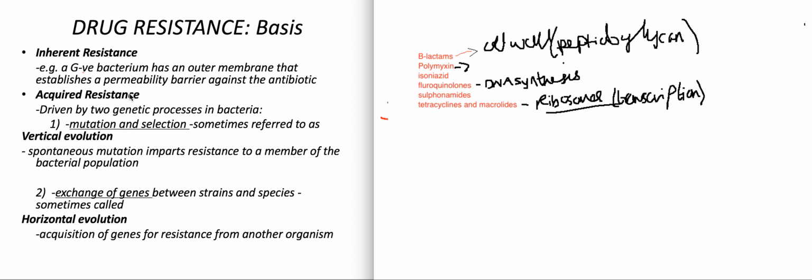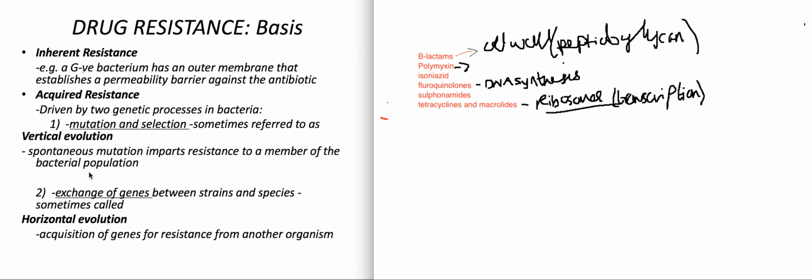Acquired resistance is gained once they're in an environment. This is driven by a process known as mutation and selection. There could be a mutation in a gene, which means the bacterium is now resistant. The protein that is produced is different, which means it's more resistant to that particular drug.